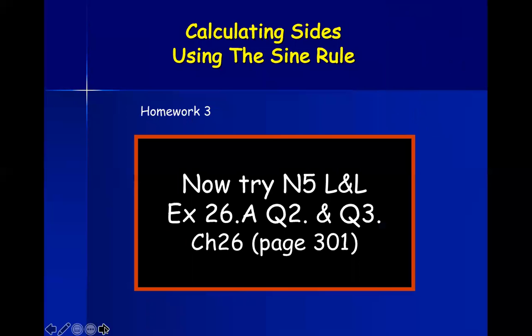And homework: 26A, question 2 and question 3, page 301. So that means we've done area of triangle and sine rule.